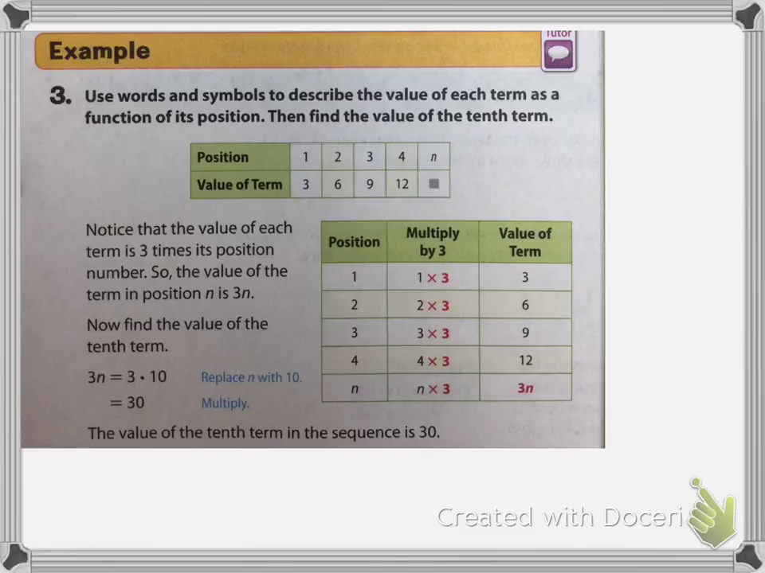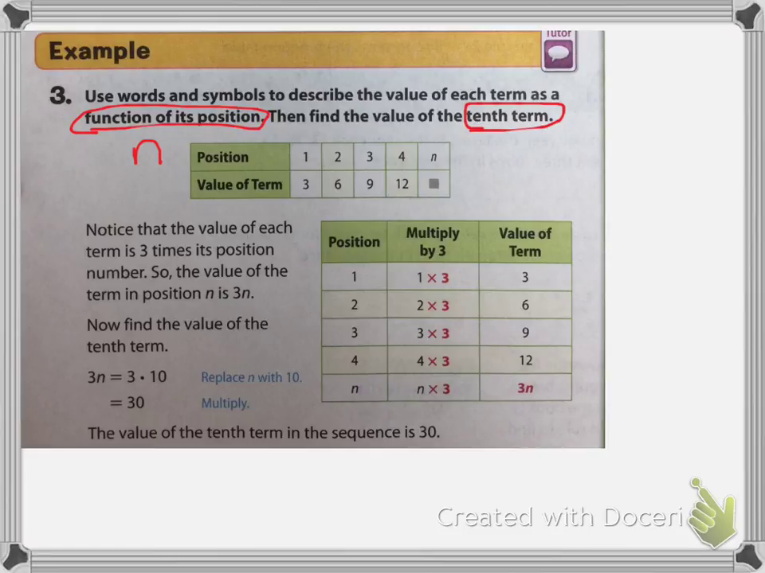So remember again, though, that the position is going to be like x, and actually they did it with this one as n. I'm sorry. Let me go backwards here. All right, so this is going to be n. And they want you to describe it. It says, then find the value of the 10th term. So first, you need to use symbols and words to describe the value of each term as a function of its position. So remember, position is n, function of the position. So if it's a function of n, we're going to look here.